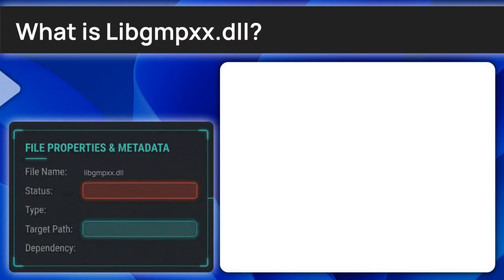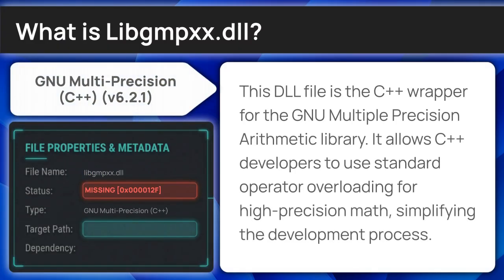This DLL file is the C++ wrapper for the GNU Multiple Precision Arithmetic library. It allows C++ developers to use standard operator overloading for high-precision math, simplifying the development process. Enough of the technical side. Let's get these files back onto your system.